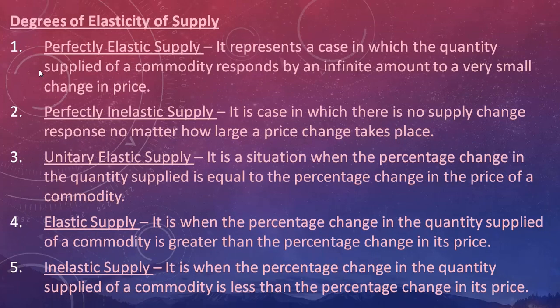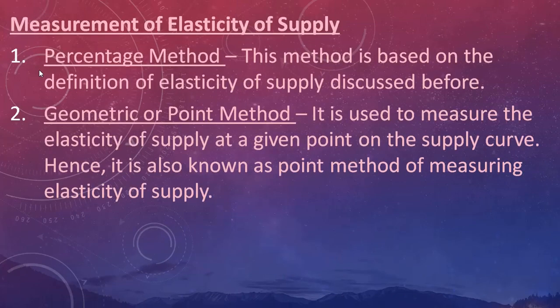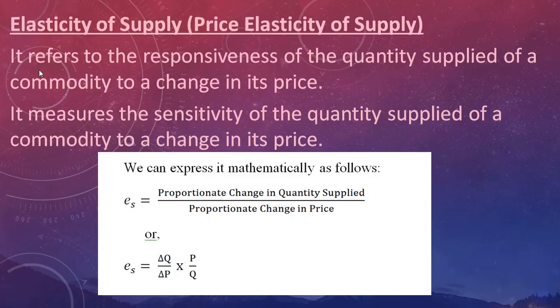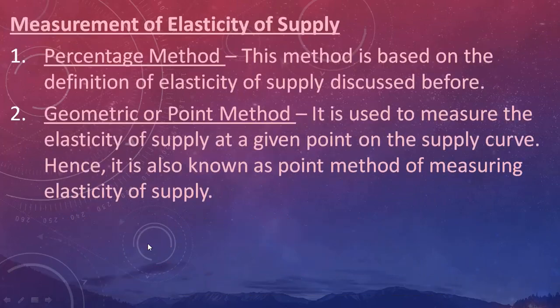I don't want to go into detail about this because we have already discussed it in the previous chapter on elasticity. Now there are two methods of measuring elasticity of supply. One is the percentage method, which is based on the definition of elasticity of supply, as you can see here. As per the percentage method, you will follow the formula that has been given to you. The geometric method, also known as the point method, is used to measure the elasticity of supply at a given point on the supply curve.